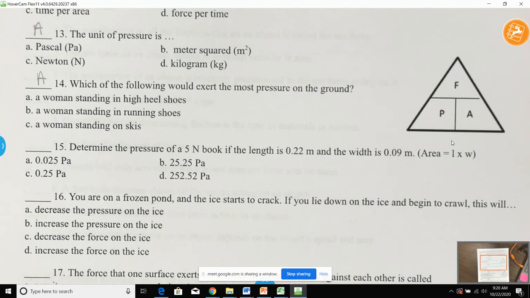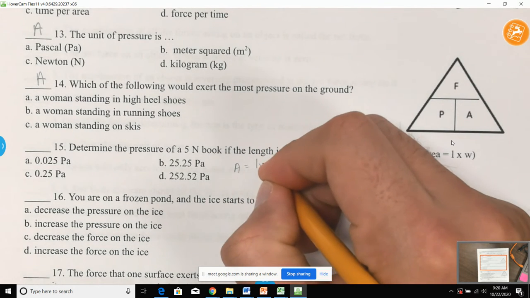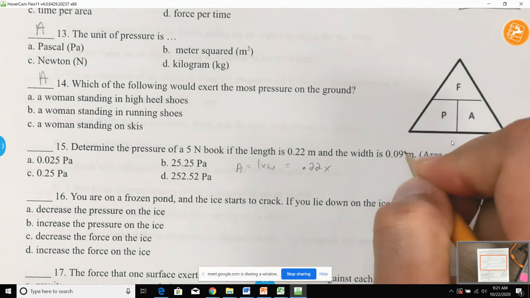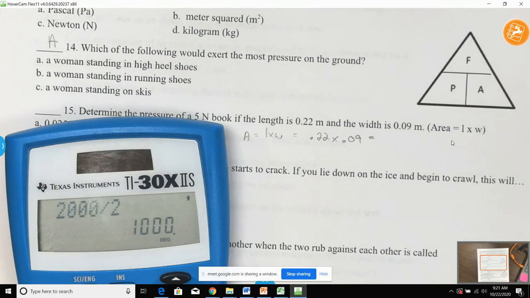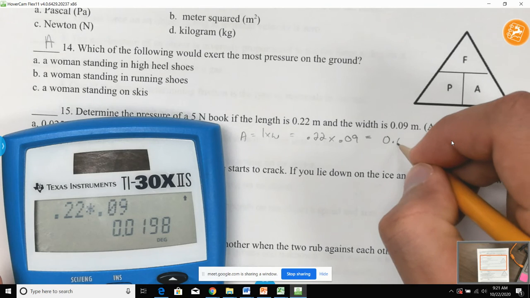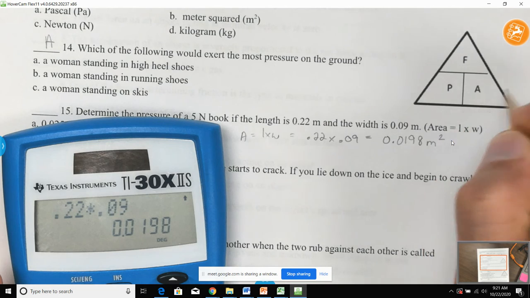So if we have to determine the pressure of a 5 Newton book, if the length is 0.22 meters and the width is 0.09 meters. First you've got to figure out what the area is. Area is length times width. So I'm doing 0.22 times 0.09, and that is going to give me the area here of 0.0198 meters squared. That's our area.